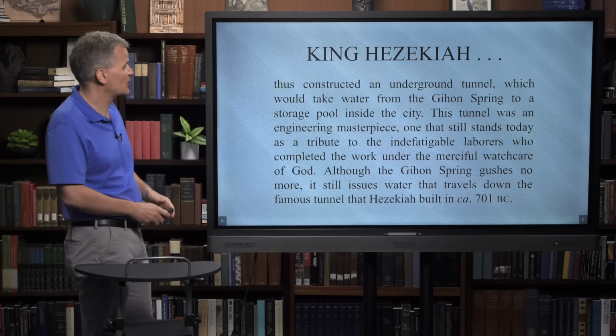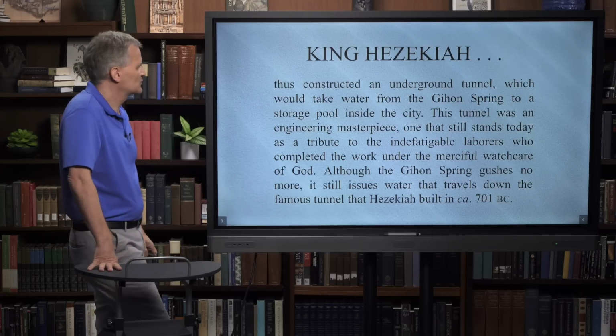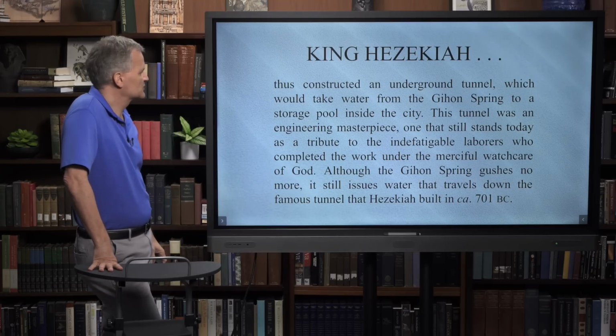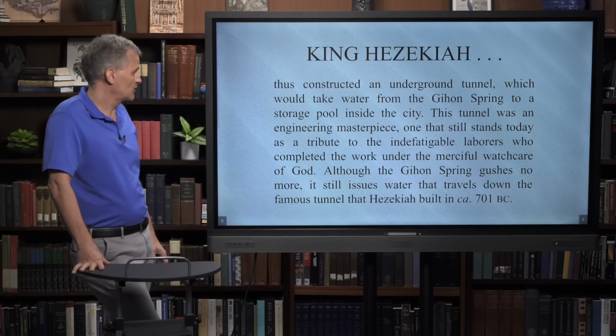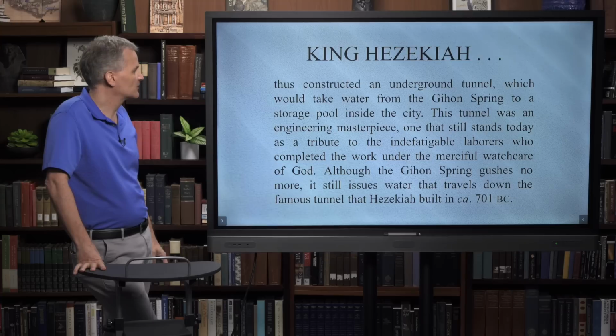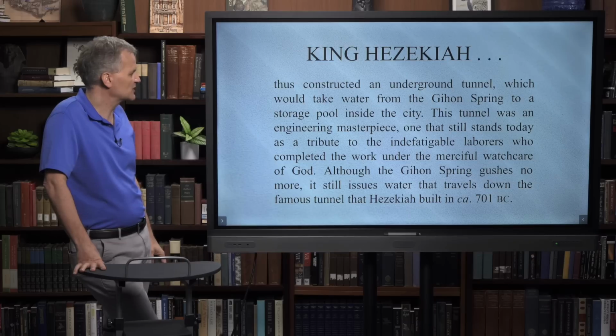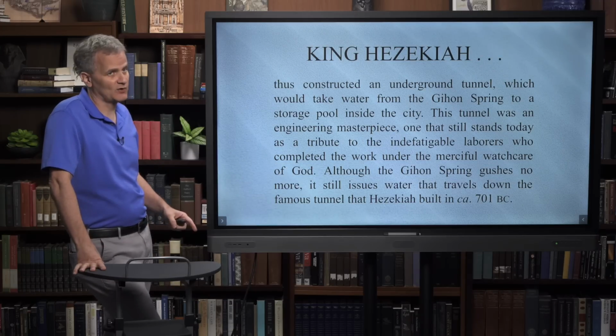King Hezekiah thus constructed an underground tunnel which would take water from the Gihon Spring to a storage pool inside the city. This tunnel was an engineering masterpiece, one that still stands today as a tribute to the indefatigable laborers who completed the work under the merciful watch care of God. Although the Gihon Spring gushes no more, it still issues water that travels down the famous tunnel that Hezekiah built in 701 BC.